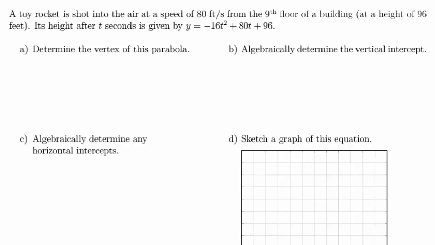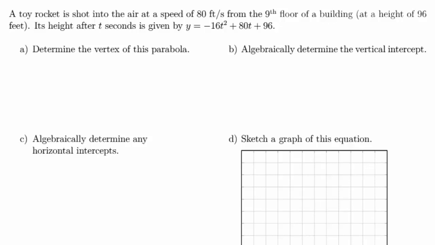In this video, we're going to sketch the graph of a parabola by determining the vertex, the vertical intercept, and any horizontal intercepts. We're told that a toy rocket is shot into the air at a speed of 80 feet per second from the ninth floor of a building, which is at a height of 96 feet. Its height after t seconds is given by y equals negative 16t squared plus 80t plus 96.